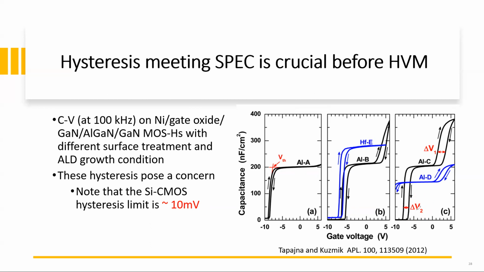And how big is the shift? If you look at the graph, it's like a couple of volts. Is that good? Well, look at silicon CMOS. The hysteresis limit is less than 10 millivolts. And here you have a couple of volts. Well, that's the problem with the gallium nitride devices, right? So that's one problem.